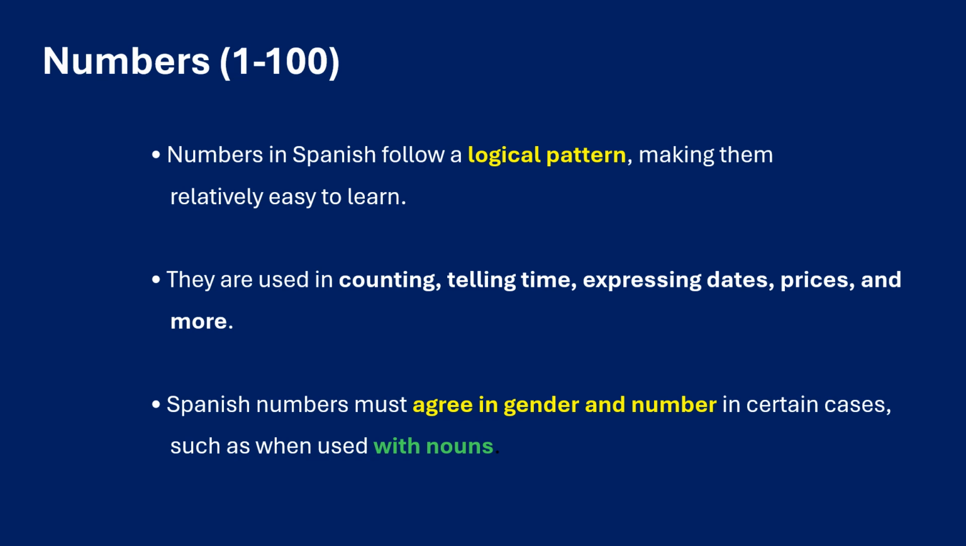For example, much like Spanish adjectives, numbers generally must agree in gender and in number with the nouns that they are modifying or referring to.